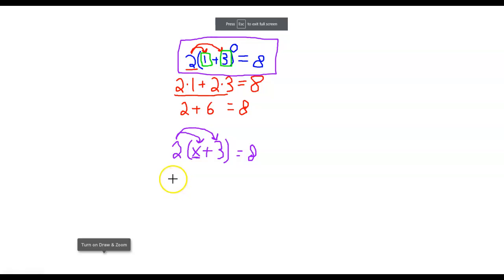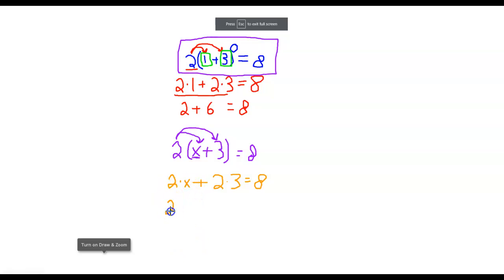Okay. So I have 2 being multiplied by the x. So I've got 2 times x. I'm going to add that 2 times 3. And we're going to set that equal to 8. Okay? Alright. Now, what's 2 times x?